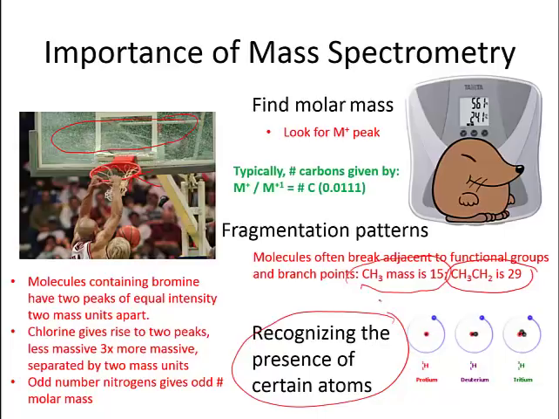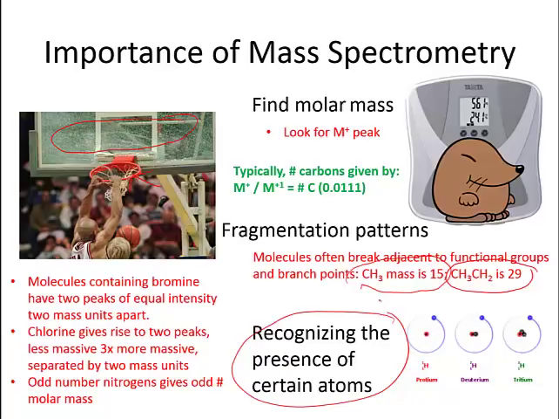Lastly but not leastly, it is possible to estimate how many carbons are present in a molecule. You can do this by doing the math and taking the ratio between the M plus 1 and the M plus areas. When you do, that is equal to the number of carbons present in the molecule times 0.0111. That's simply a reflection of the fact that carbon-13 is 1.11% of all the carbons on planet Earth.